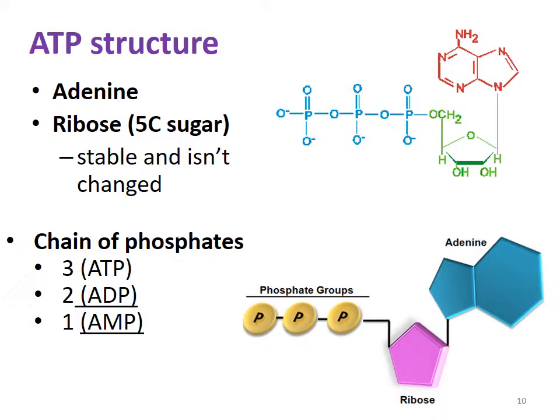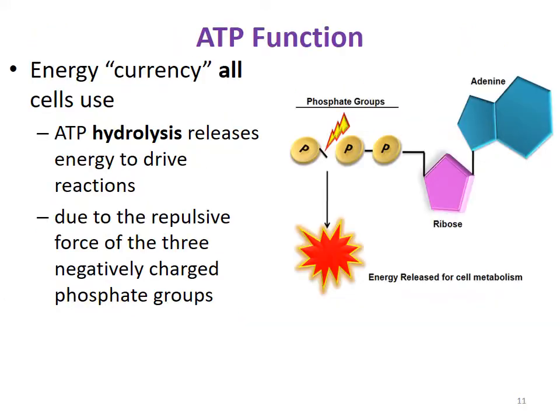And so if we have ATP, that's adenosine triphosphate, that has 3 phosphate groups. If we have ADP, the D is for di, meaning 2 phosphate groups. And then AMP, what do you think the M stands for? Right, mono. So adenosine monophosphate would have 1 phosphate group.